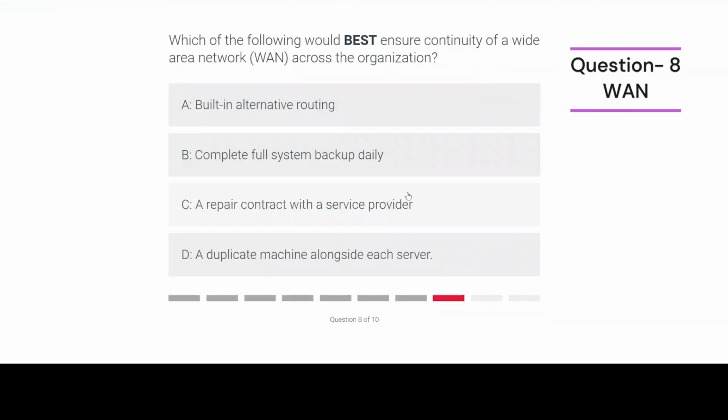Which of the following would best ensure continuity of a wide area network, that is WAN, across the organization? Built-in alternative routing, a complete full system backup daily, a repair contract with the service provider, or a duplicate machine alongside each server. So all these are interim solutions. I think built-in alternative routing will be the permanent and preventive solution.